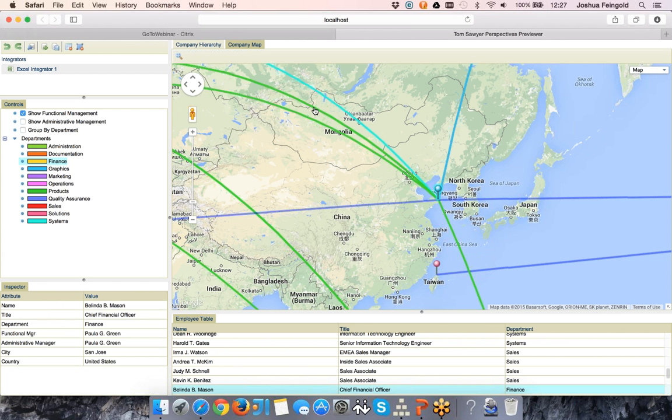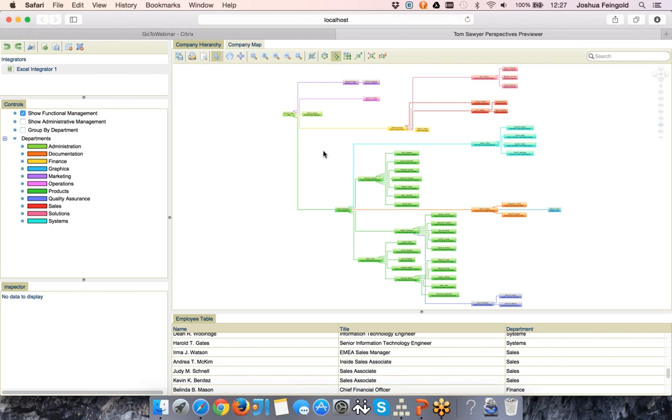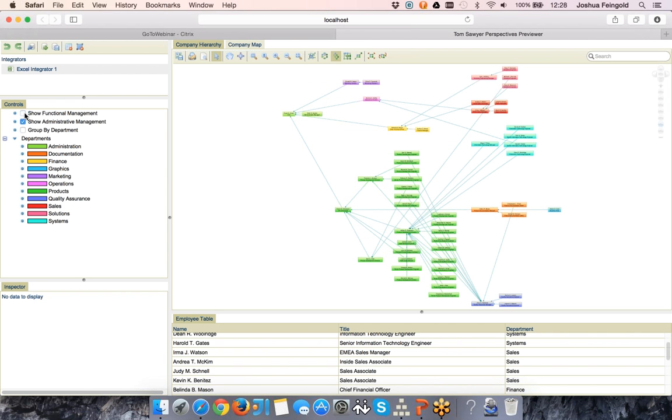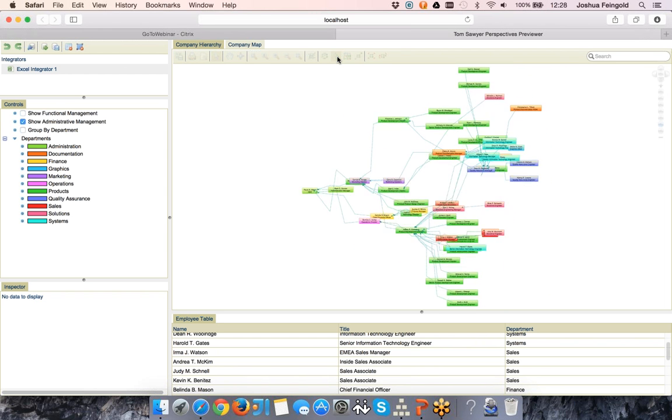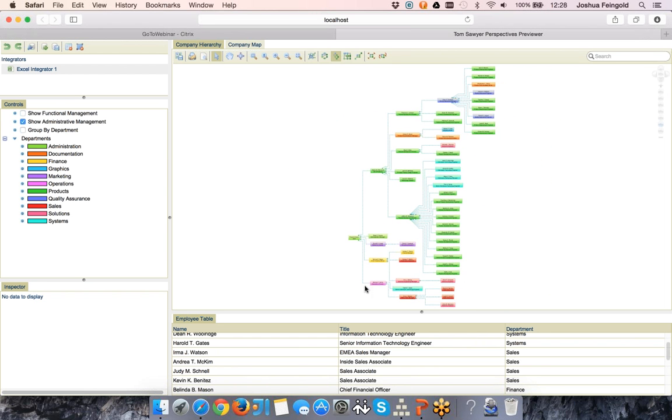Okay, so you can use this not only to show what the company looks like in terms of your functional management, but often there is a parallel administrative management for handling things like taking leave, administrating the office. So here, let's get rid of our functional management. Now we can see that we have a very different hierarchy. But it's very easy to get this view as well.